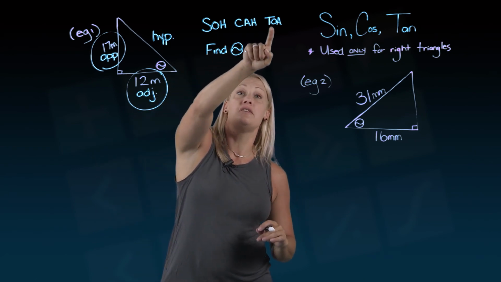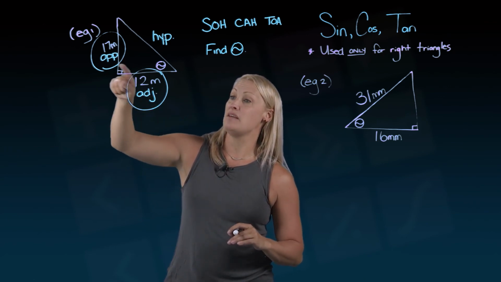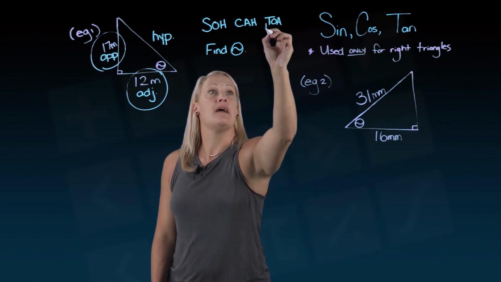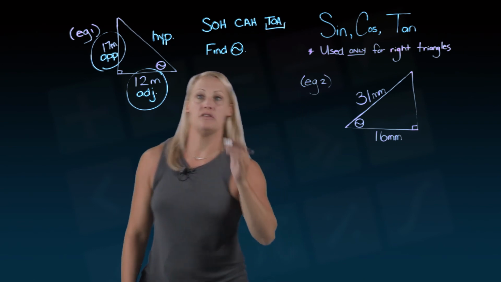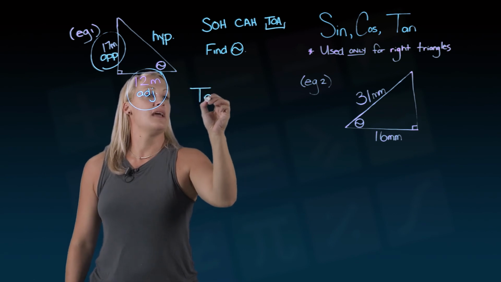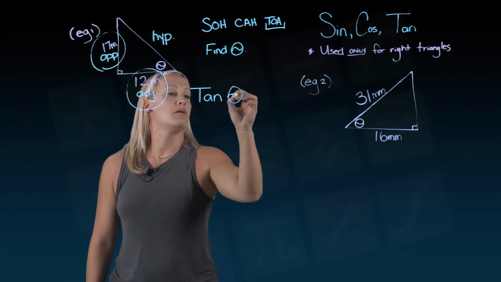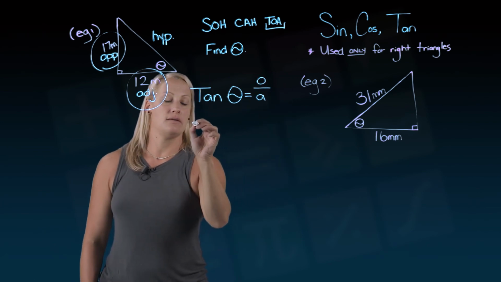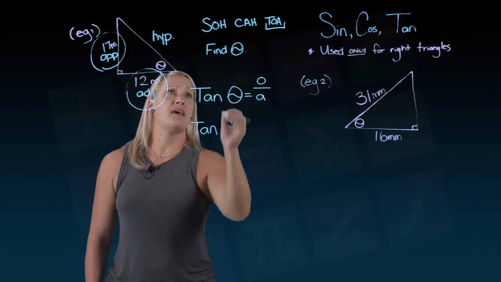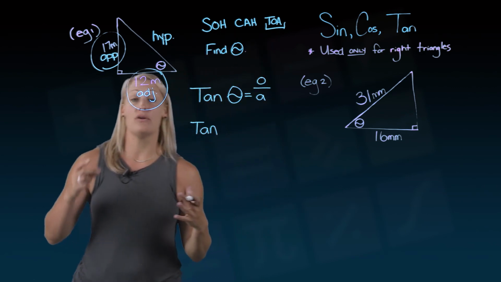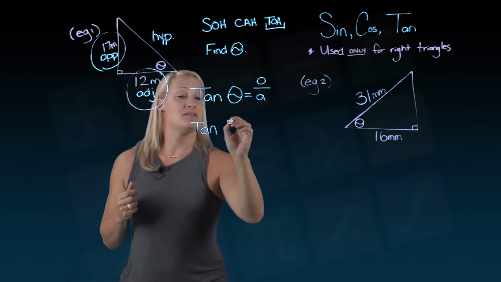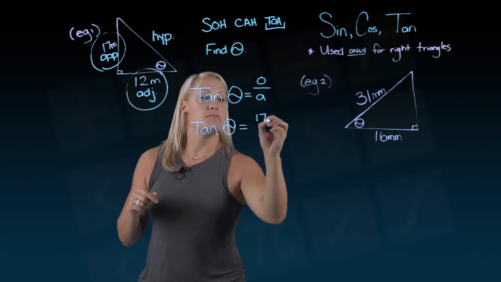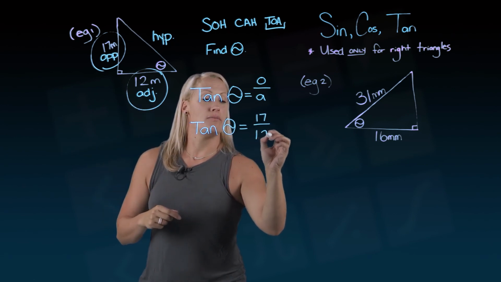So of these three, sine, cos, and tan, which one contains the opposite and the adjacent? Well, it looks like this guy does. Tan. Opposite and adjacent, so I'm using tan. So the tan of my angle equals opposite over adjacent. So let's fill that in. So tan, and always after the word sine, cos, or tan, we put our angle there. So I don't know what the angle is. I'm going to leave that as a theta. My opposite is 17, and my adjacent is 12.